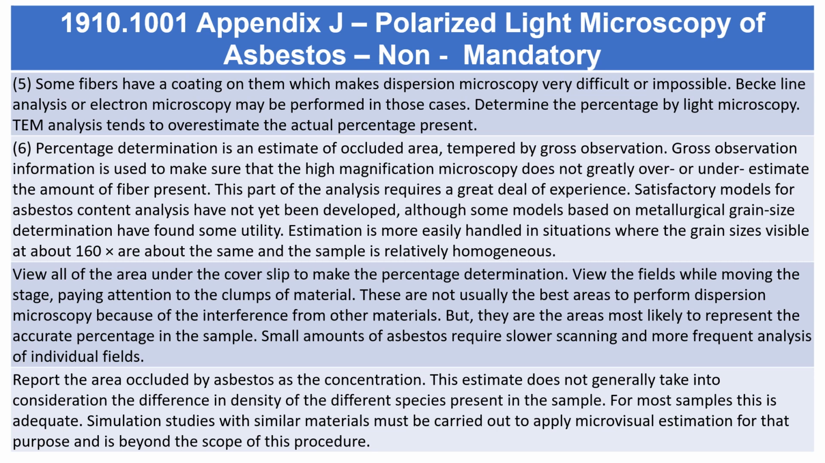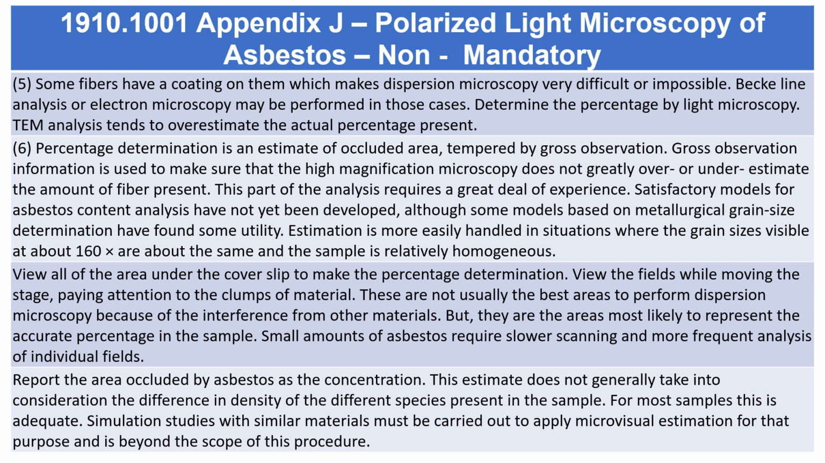5. Some fibers have a coating on them which makes dispersion microscopy very difficult or impossible. Backline analysis or electron microscopy may be performed in those cases. Determine the percentage by light microscopy. TEM analysis tends to overestimate the actual percentage present. 6. Percentage determination is an estimate of occluded area, tempered by gross observation.